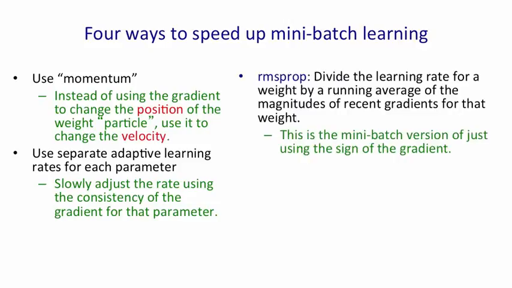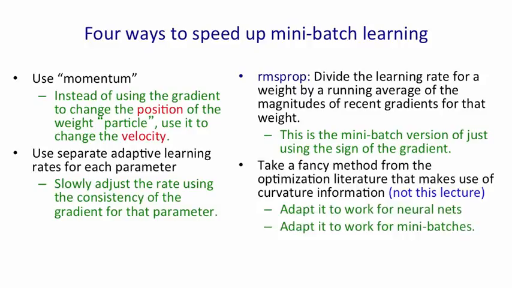A third method is what I now call RMS prop, and what we do in this method is we divide by a running average of the magnitudes of the recent gradients for that weight. So that if the gradients are big, you divide by a large number, and if the gradients are small, you divide by a small number. That will deal very nicely with a wide range of different gradients. It's actually a mini-batch version of just using the sign of the gradient, which is a method called rprop that was designed for full batch learning.